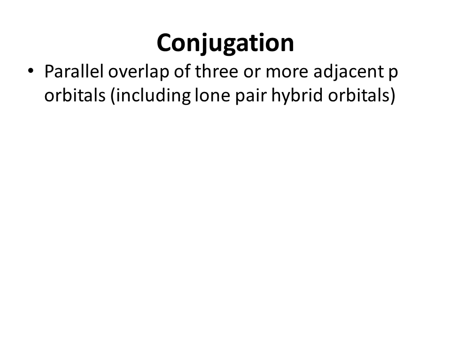First, what is conjugation? Conjugation is defined as the parallel, that is side-to-side, overlap of three or more adjacent p orbitals. These p orbitals can also include lone pair hybrid orbitals.